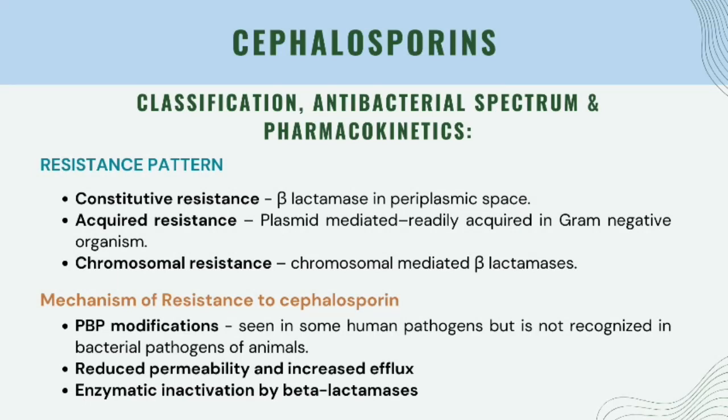Perhaps the most well-known mechanism of resistance is enzymatic inactivation by beta-lactamases. These enzymes hydrolyze the beta-lactam ring of cephalosporin antibiotics, rendering them inactive against bacterial pathogens. The extent of resistance often depends on factors such as the plasmid copy numbers or the induction of chromosomal enzymes.